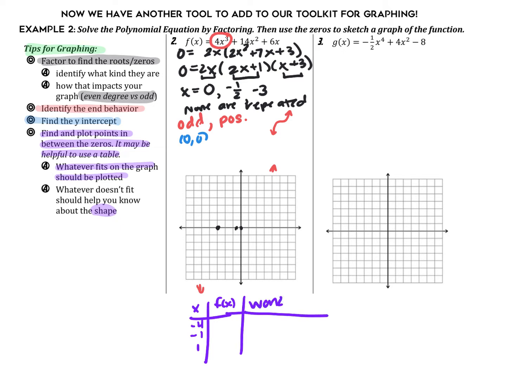So go ahead and pause the video and work through plugging in those 3 values to your function, and then unpause the video and see how you did.